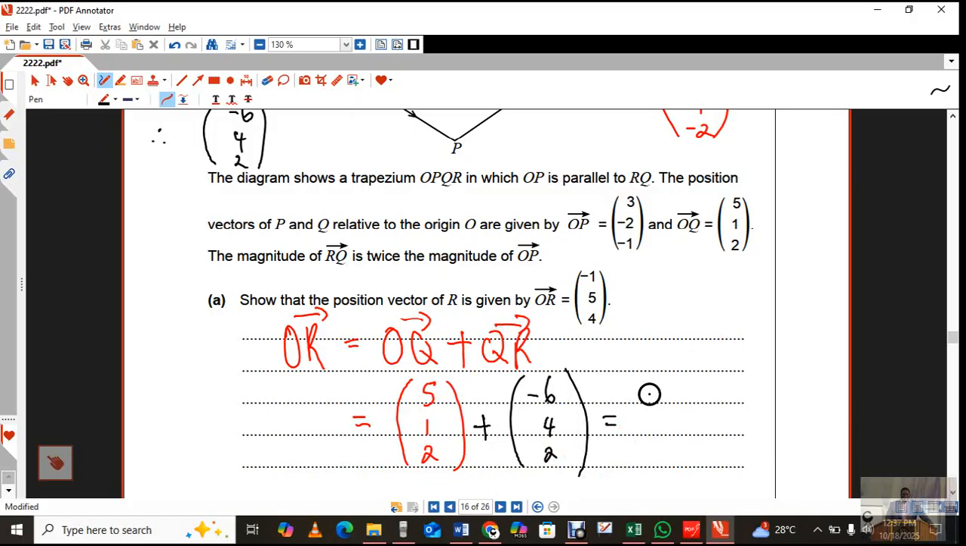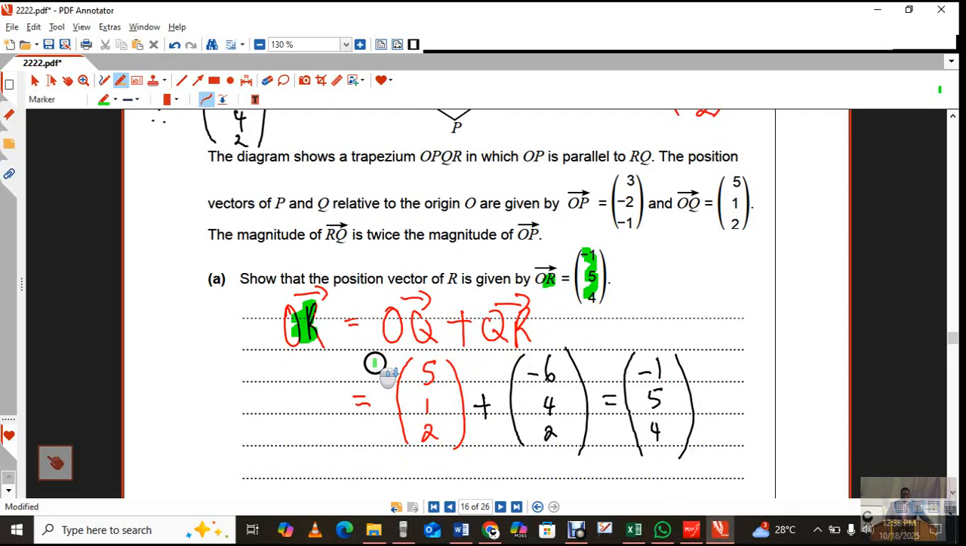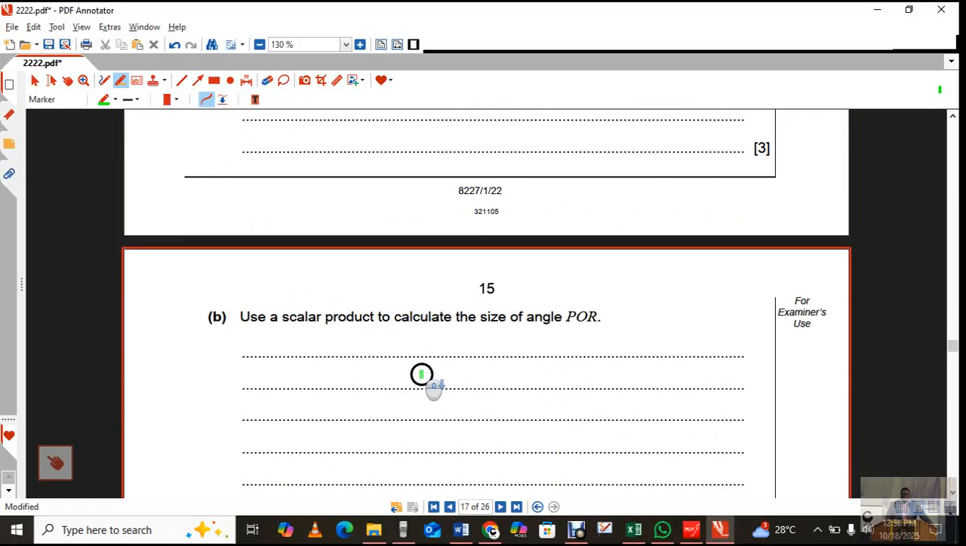5 plus negative 6, that's negative 1. 1 plus 4, that is 5. 2 plus 2, that is 4. And surely we have proven what we needed to prove over here. Okay, so we did prove our OR. Right, let's continue to the next question.